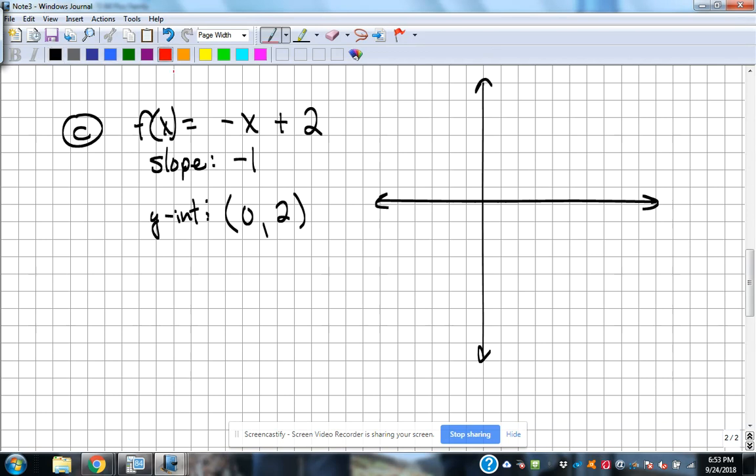Where do I put my first dot if I'm going to draw this by hand? Positive 2 on the y-axis, so that's right there. And now I count my slope. How do I write -1 as a fraction? Put it over 1. Rise over run. It's a negative, so which direction am I going? Down 1, right 1. Down 1, right 1. Down 1, right. Go.